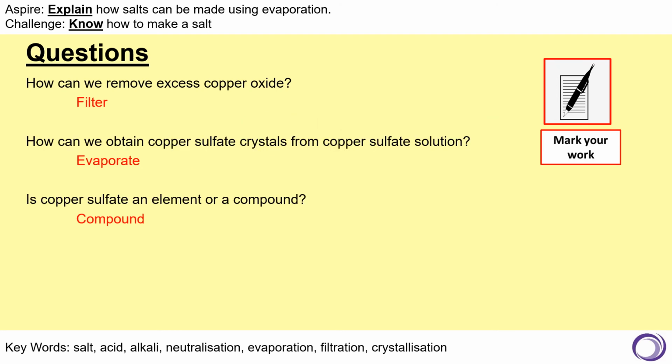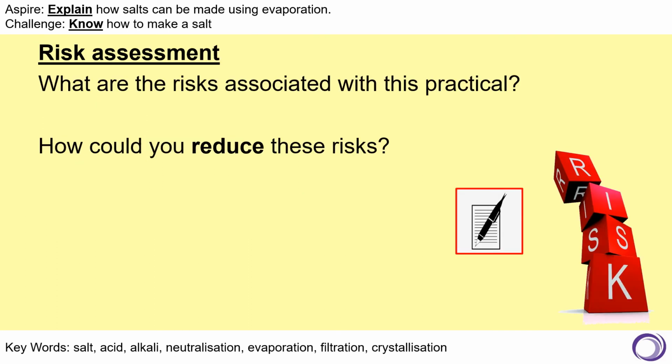So the answers to the questions are: how can we remove excess copper oxide? We can filter it. How can we obtain copper sulfate crystals from copper sulfate solution? We can evaporate it. And is copper sulfate an element or a compound? It is a compound. In this experiment that we have just done, there are risks associated with it.